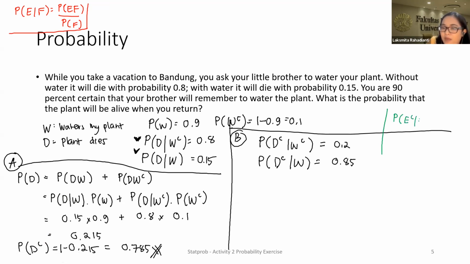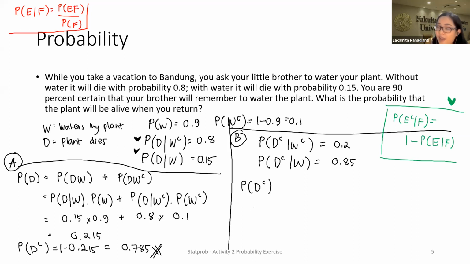P(E complement | F) equals 1 minus P(E | F). I'm going to write that down here in green, just so we remember it, because we're going to talk about this property in a sec. Okay, so now if I know this information, I can directly compute the probability of my plant not dying.